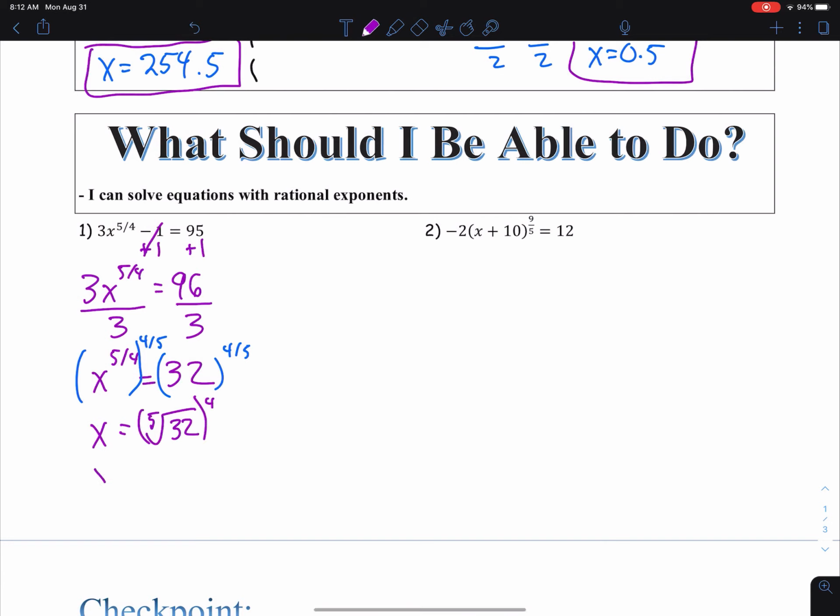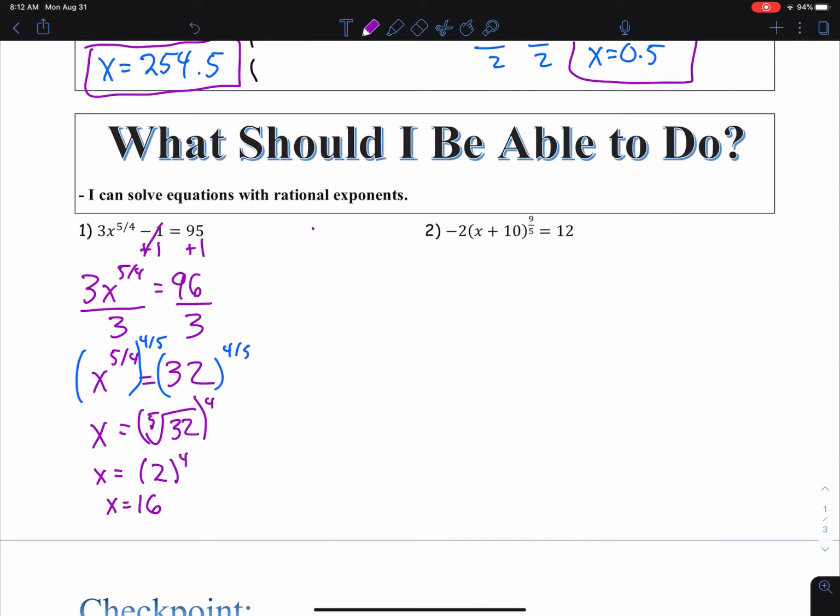That is the 5th root of 32. 2 times 2 times 2 times 2 times 2 is 32. So that would be 2 to the 4th power. So x equals 16. Don't circle that yet. Let's check it just to make sure.